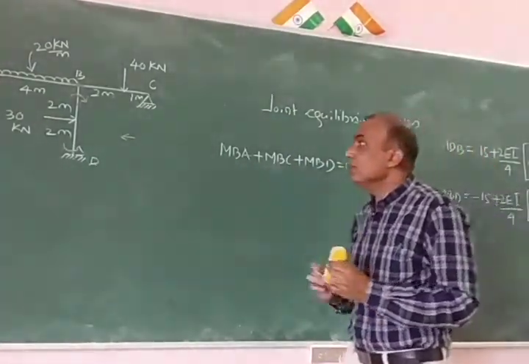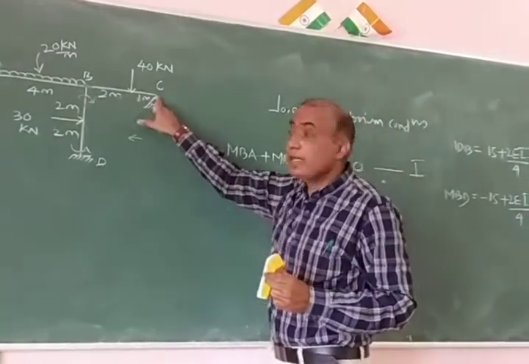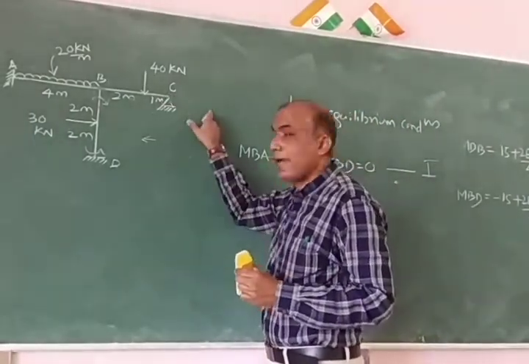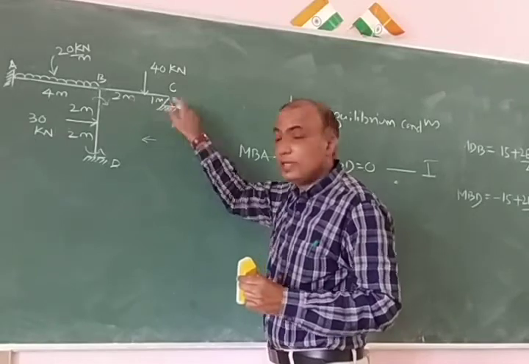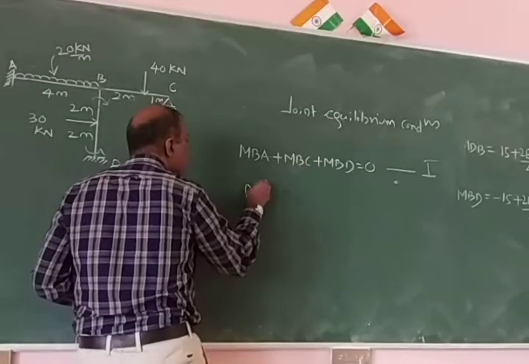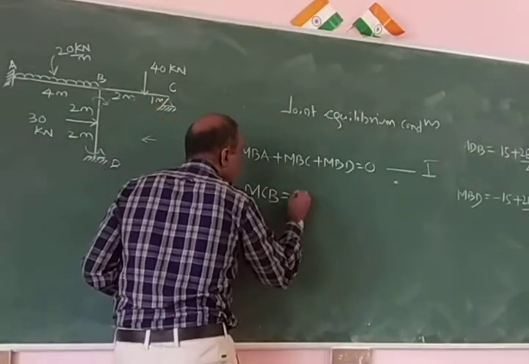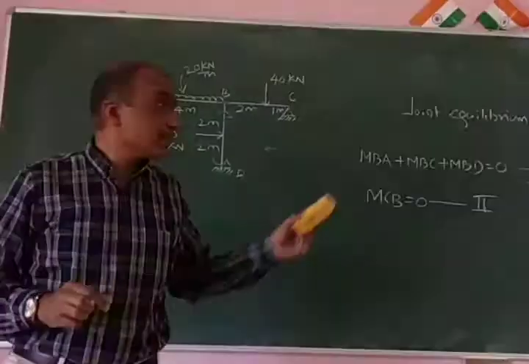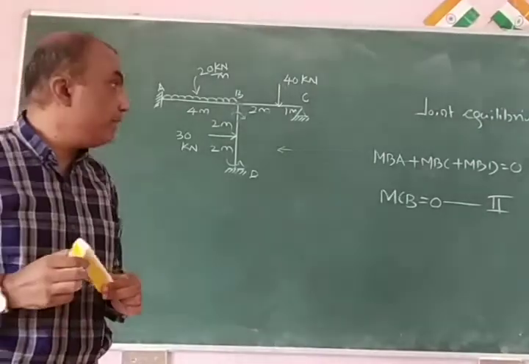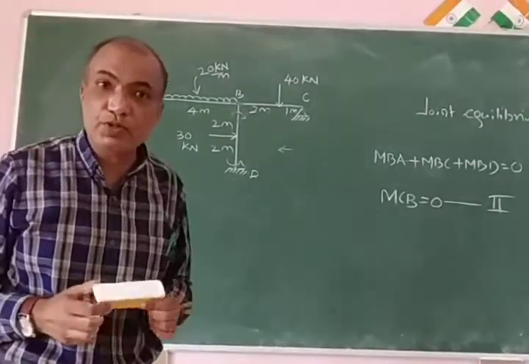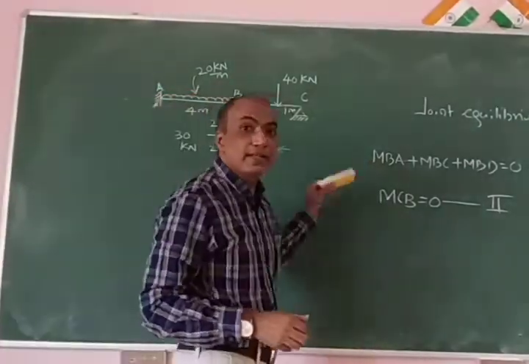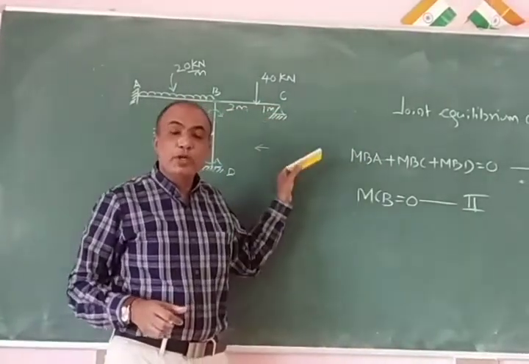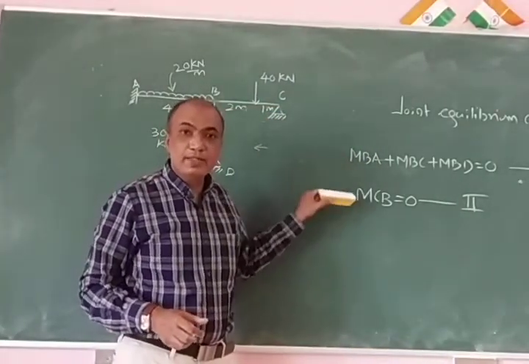Where is the second condition? It is at C. It is a hinged end, and there is no overhang, so moment at C equal to 0. That means the second condition is MCB equal to 0. My second condition. So these are the two conditions. The first condition, MBA plus MBC plus MBD equal to 0. Second condition is MCB equal to 0. And you have to simplify these conditions.